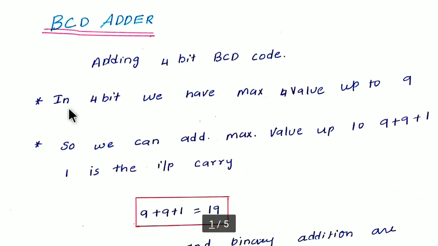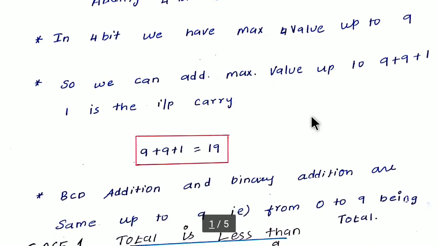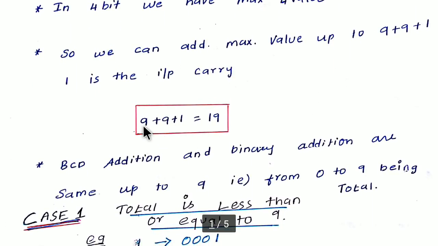As we are going for 4-bit BCD, the maximum value we can have is only 9, that is 1 0 0 1. So as we have an addend and an augend, the maximum value of our BCD addition will be 9 plus 9, and this plus 1 is for the carry. In the binary adder device we are going to use, there is an initial carry, which if it takes its maximum value will be 1.